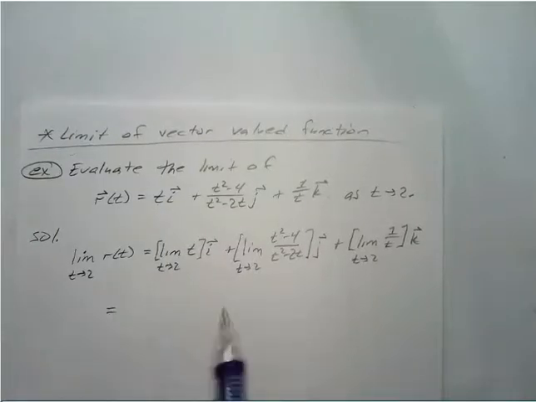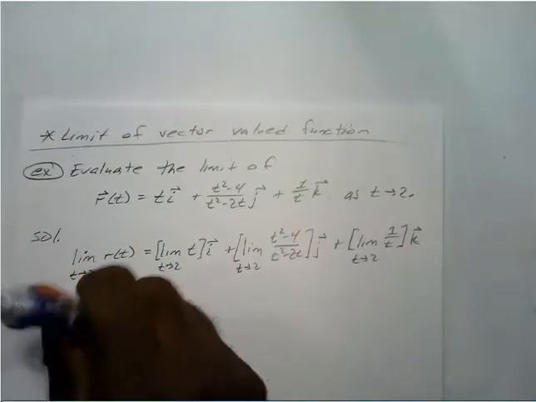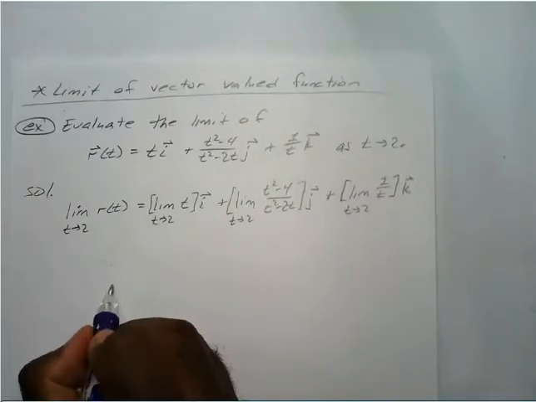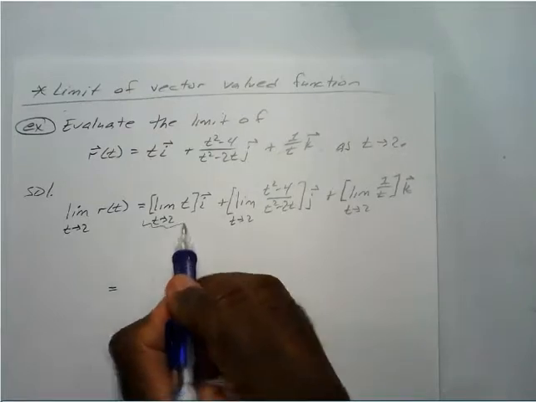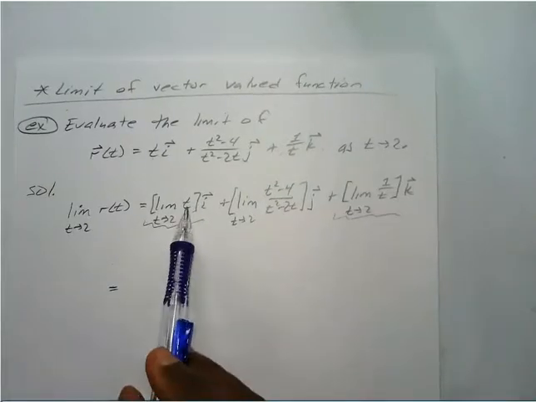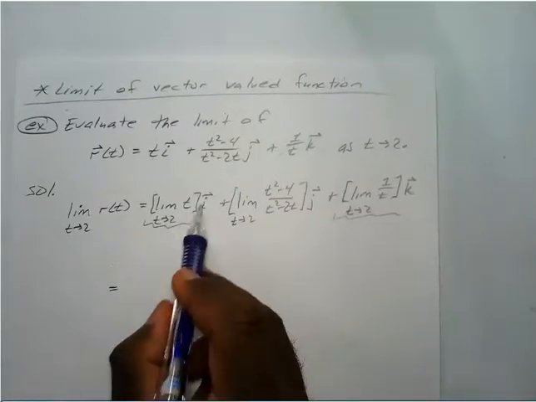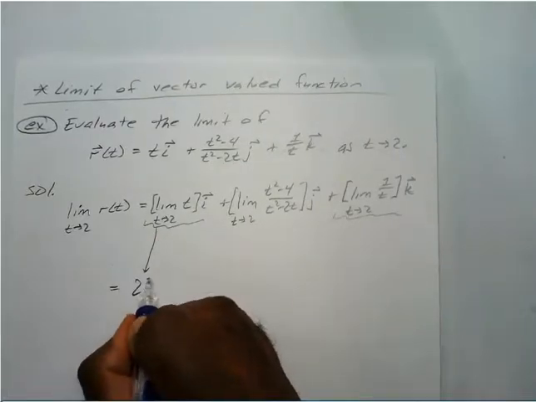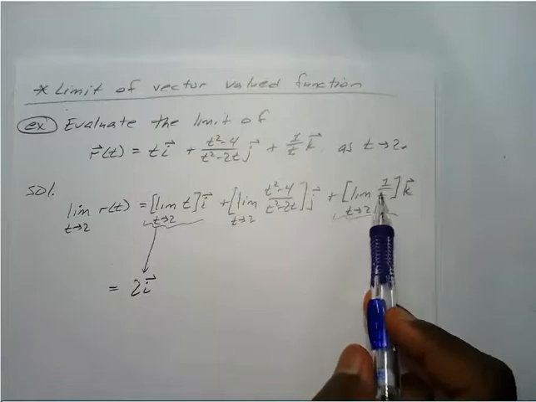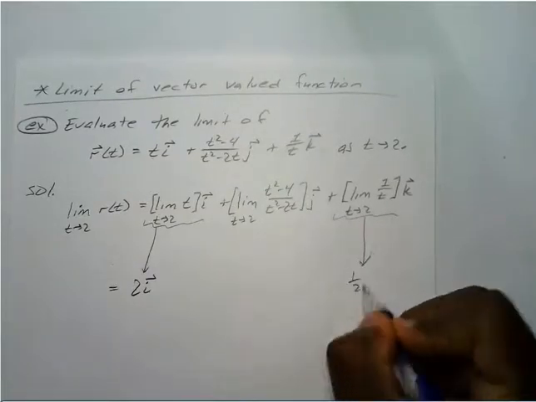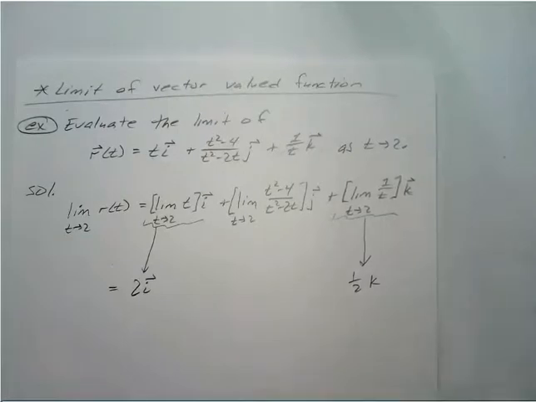Okay. Now with this, let me give it a little more space. I'm going to move this down a little bit. With the first term and the last term, you just plug in t equals 2 and you're okay. So the limit of t as t approaches 2 is just 2, so you have 2 times the I vector. And the third term, again, you plug in 2, you have 1/2, so you have 1/2 times your k vector.